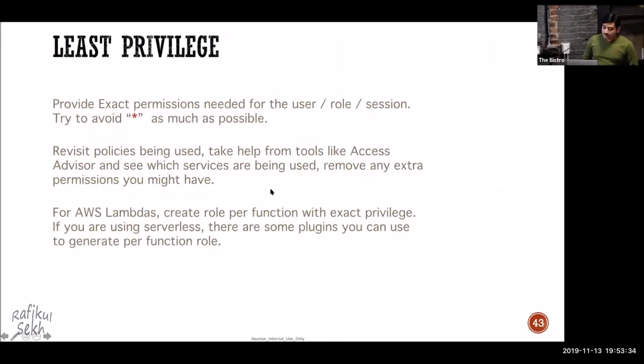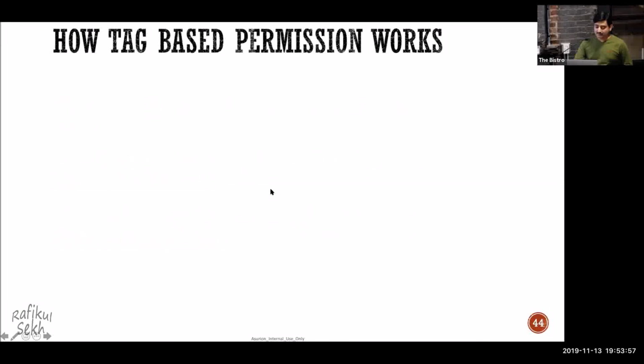And revisit policies being used, take help of tools like Access Advisor. You can use Access Advisor to see which service is being used recently by which role, and that will give you a good idea that there are some excessive permissions, and you can just remove them. Then for Lambdas, try to use a least privilege role and create a role per function. You can use some plugins for that.